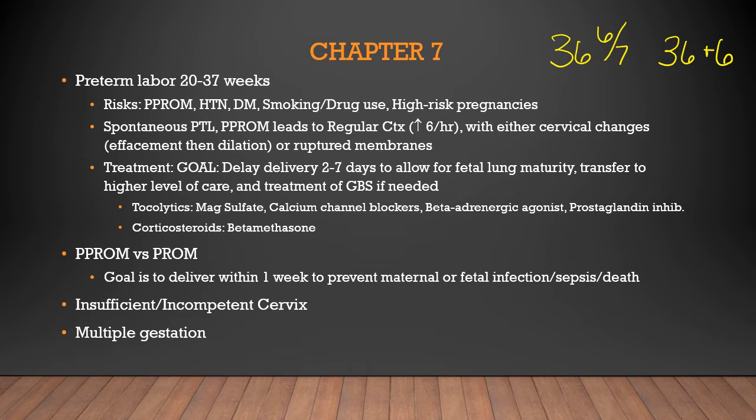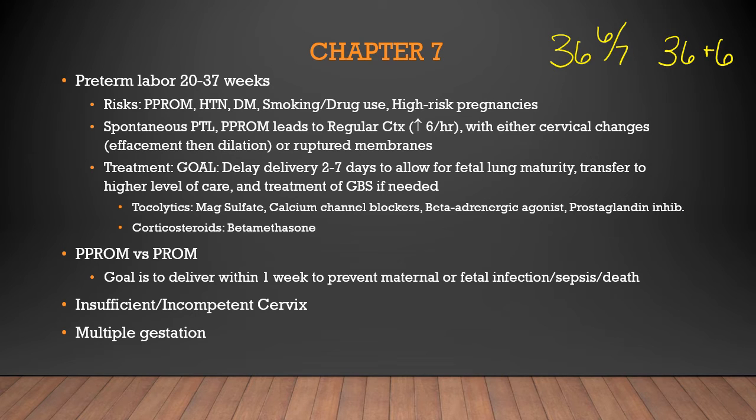There are no truly predictive factors for preterm labor. The primary risk is a history of preterm labor. Some other contributing factors are premature rupture of membranes, hypertension, diabetes mellitus, smoking, and drug use.